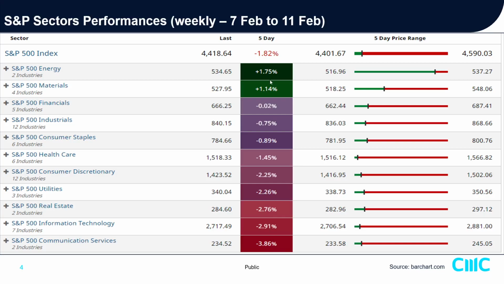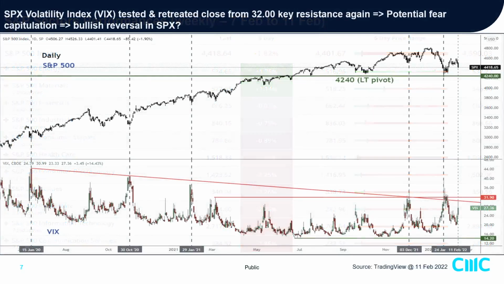So what's leading the gains for last week was energy, which managed to inch out a gain of 1.75% for the week, and materials 1.14%, and almost unchanged for the financials. So energy definitely is benefiting from resilient, firm WTI crude oil prices. All right. Now, very quickly, let's take a look at this chart.